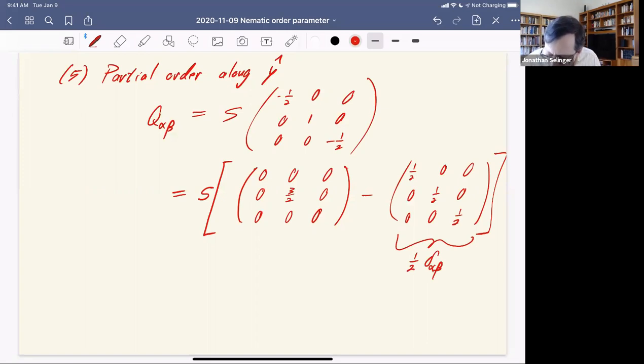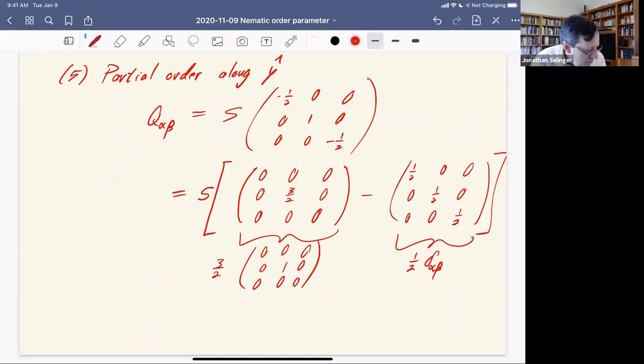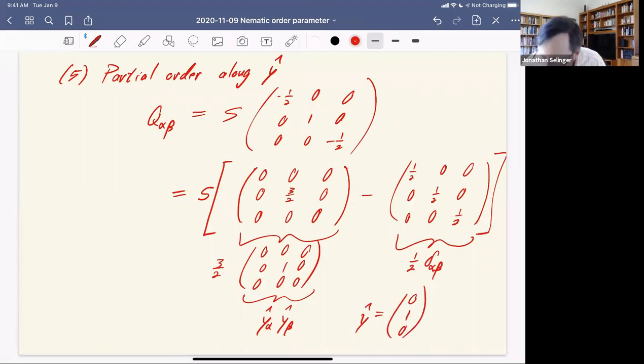What about the first of these tensors that I wrote here? Well, this is 3 halves times 0, 0, 0, 0, 1, 0, 0, 0, 0, like that. So this is a tensor which has only a 1 in the YY position. We could write this tensor as y hat sub alpha, y hat sub beta, right? Where y hat is the vector 0, 1, 0.